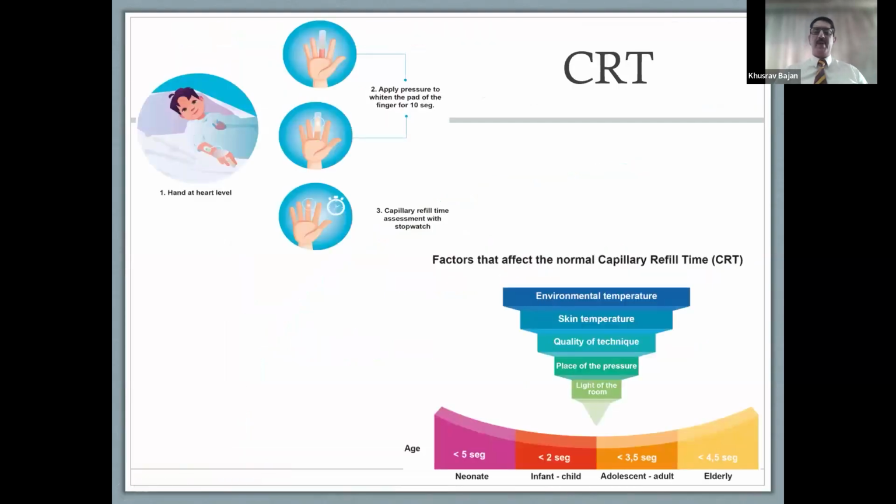Then a very simple bedside test is the CRT, which is capillary refill time. And here it can be done in a right technique. And more than 3 seconds is supposed to be abnormal. But again, each technique has its limitations. And here you can have environmental temperature, skin temperature, quality of the technique, the place of the pressure, and the light in the room causing issues with the CRT.